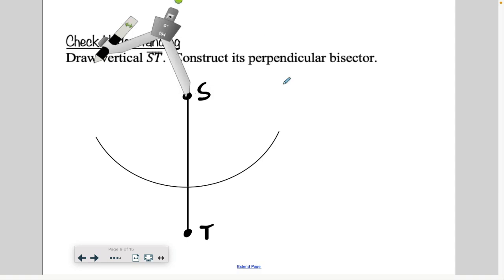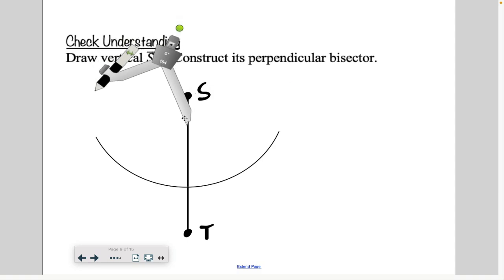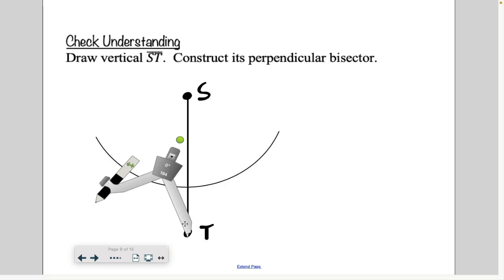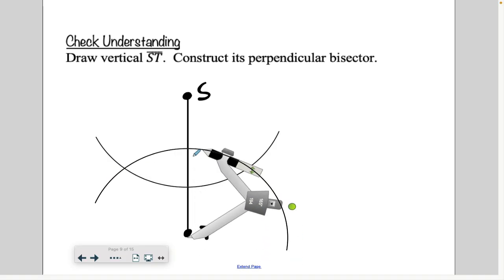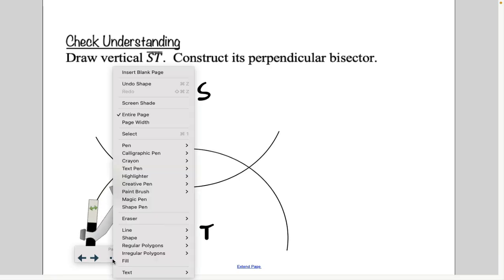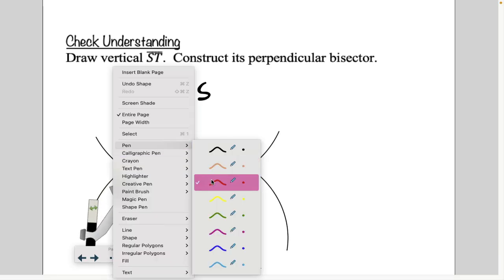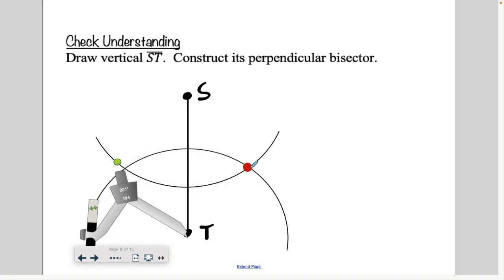And then I'm going to flip this thing, come down here, and continue to draw that arc above and below. I should have two intersection points. You do have to label the intersection points. It doesn't actually say what to label my perpendicular bisector, so I'll do AB.